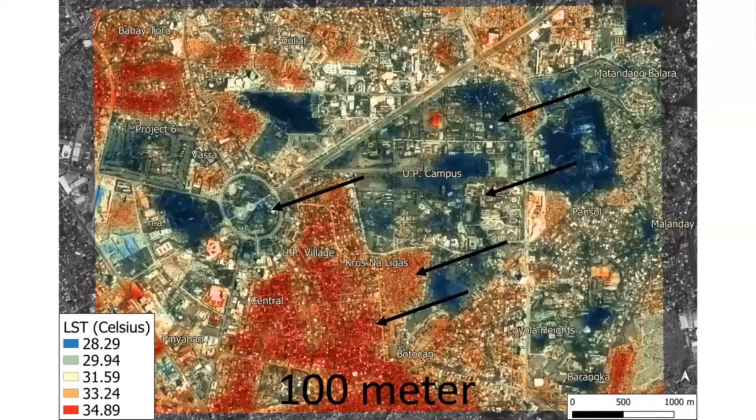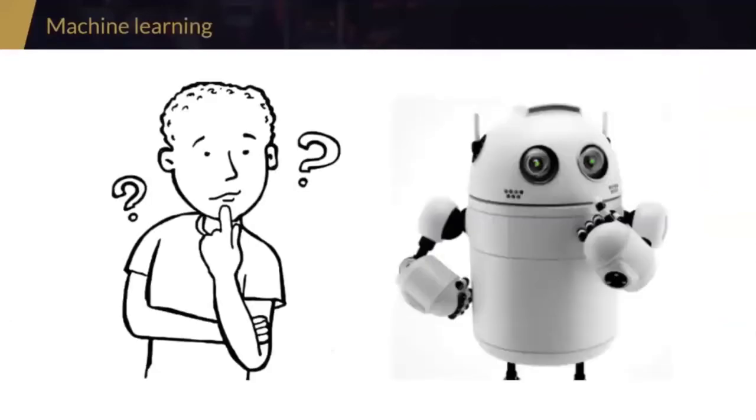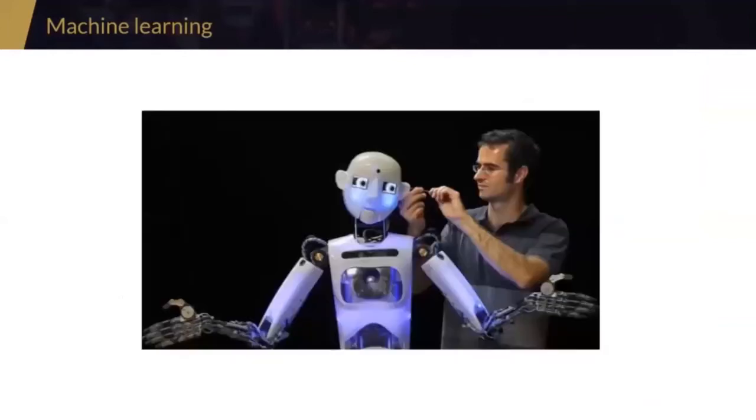If we have a higher resolution LST map, there can be a more effective planning when it comes to mitigating the urban heat island effects. Next, we discuss what is machine learning. We humans learn from past experiences. Machines, on the other hand, follow instructions given by humans. But what if humans can train the machines to learn from past data? This is what machine learning is all about.